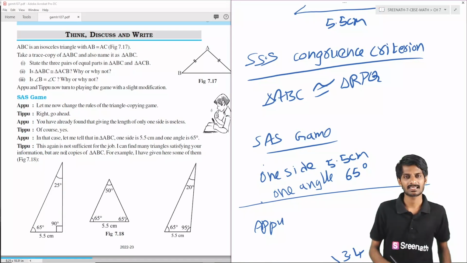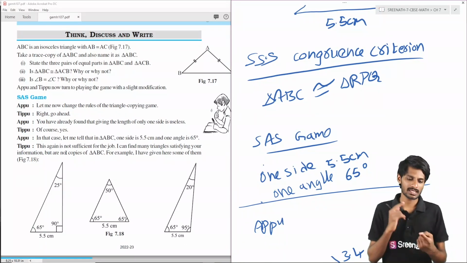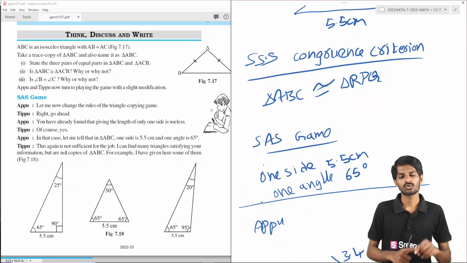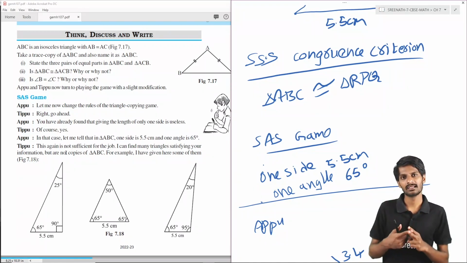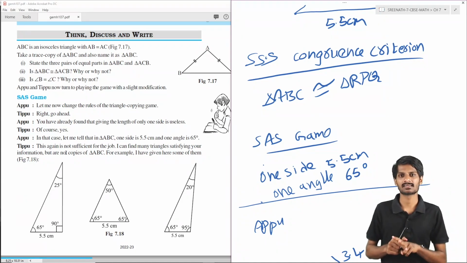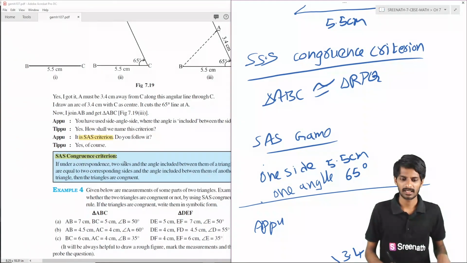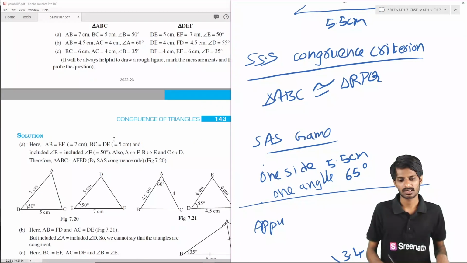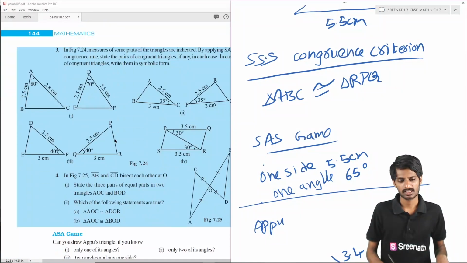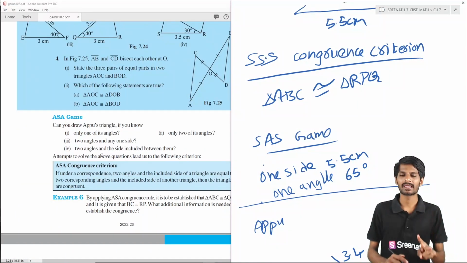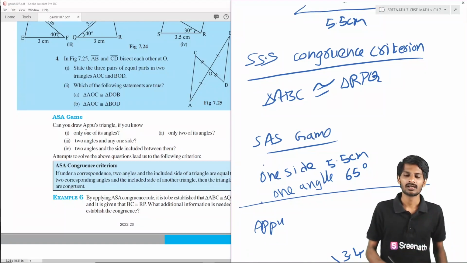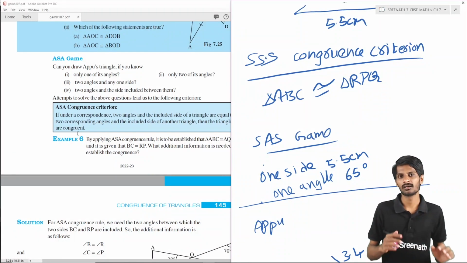Next thing is SAS congruency. If you know two side lengths and the angle which is included between these two sides, then that is the SAS property. In this case, we can tell the two triangles are congruent. Next thing is ASA congruency, students. If you know two angles and the included side, in this case also we can say that the two triangles are congruent. Rest of the things no need to find out.